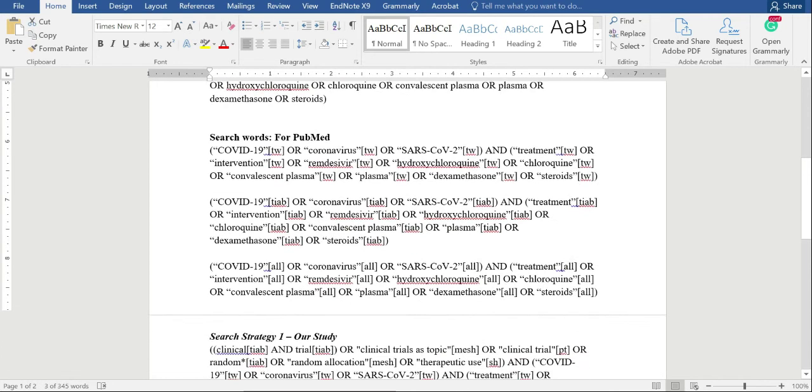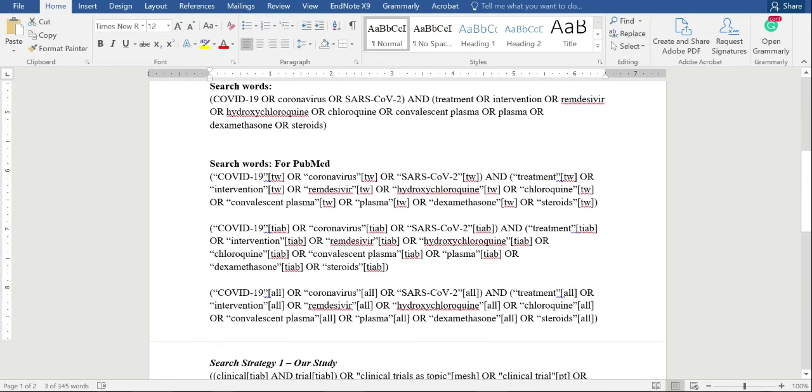So when we try to convert these search words into PubMed type of searches, it is better to define what field we want to see. And depending upon the field that we use, the search results will be different. So here I've made this search to be all the text words. So as long as these words are available in the text, those results will be captured.